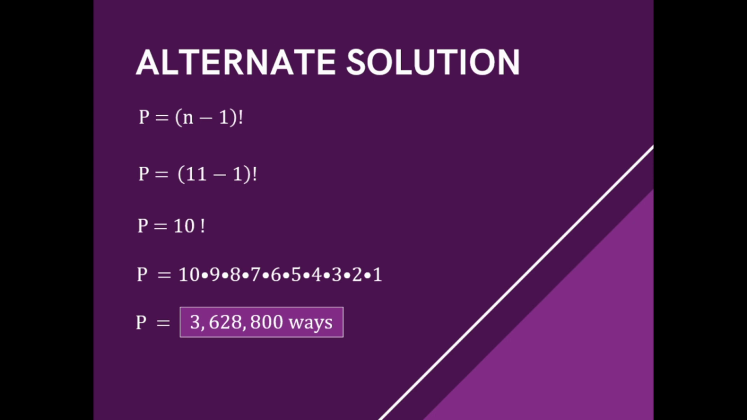P = (n minus 1) factorial. 11 minus 1 is 10, so we have 10 factorial, and that is 10 times 9 times 8 times 7 times 6 times 5 times 4 times 3 times 2 times 1. That is 3,628,800 once again. Hence, we have 3,628,800 ways to put 11 distinct charms on a circular bracelet.